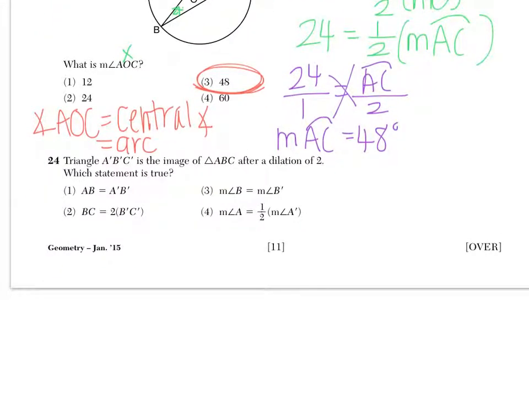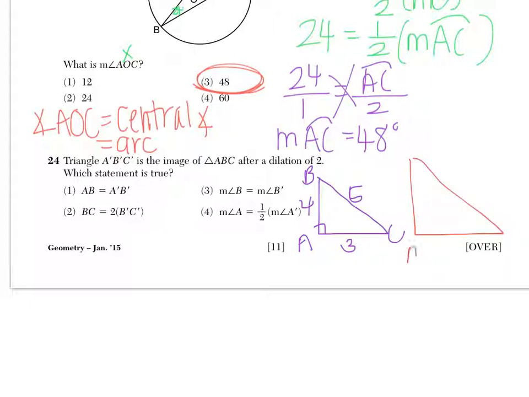Number 24 says triangle A prime, B prime, C prime is the image of triangle ABC after a dilation of 2. Which statement is true? When I come across questions like this, I always draw myself a picture. Triangle ABC, I label it as a 3, 4, 5 right triangle because it always works. Then we have the primes, A prime, B prime, C prime. And in a dilation, that right angle is going to stay a right angle. Then each side here is dilating by a scale factor of 2, meaning we multiply by 2.